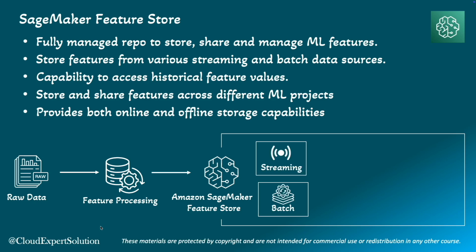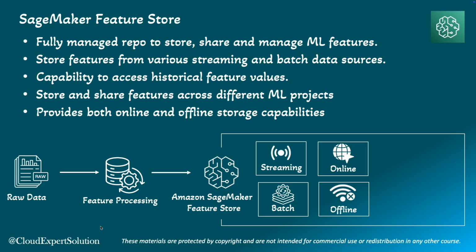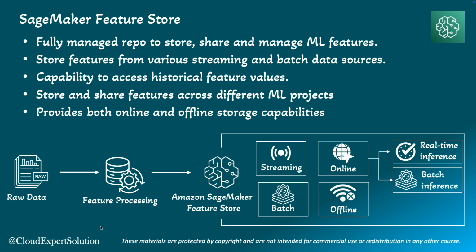Now, in terms of data ingestion, we have two options. Either we can use streaming or batch, and we can move streaming features or batch features to a central repository. Then in terms of storage, as we discussed, it provides two options: online storage feature and offline storage feature. Now, in terms of serving those features, if you have a use case for real-time inferencing or batch inferencing, you can use the online feature store. But if you want to use offline, then you can serve batch inferencing and model training.